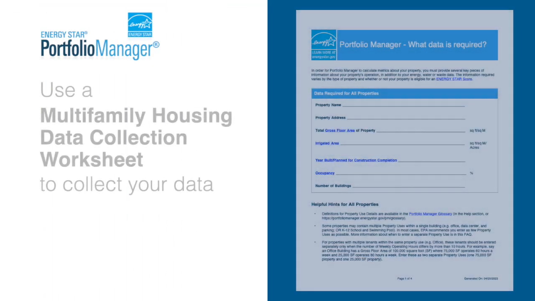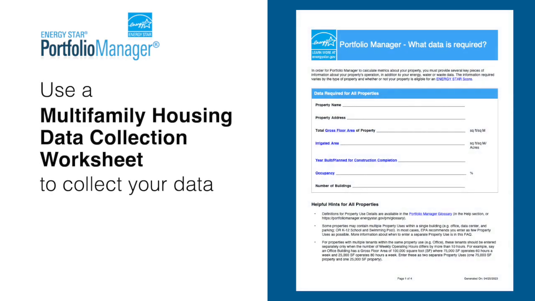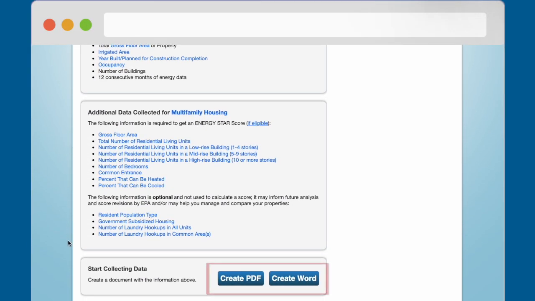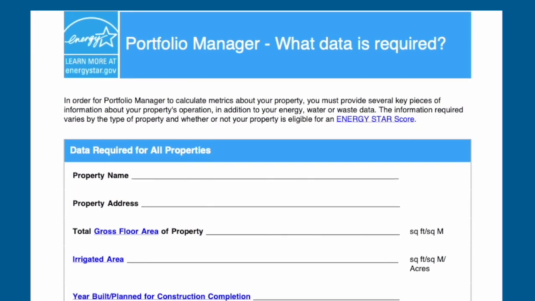Before you start creating building profiles in your Portfolio Manager account, we encourage you to use the Multifamily Housing Portfolio Manager Data Collection Worksheet to collect and record your building data. This will help you organize the information so that you can easily add it to a building profile. You'll find a link to Portfolio Manager's Multifamily Property Data Requirements page in the description below. To download the list of inputs required for your property, click on the Create PDF or Create Word button. You can use this downloaded worksheet as a reference when you are collecting the data you need to create your building profile.